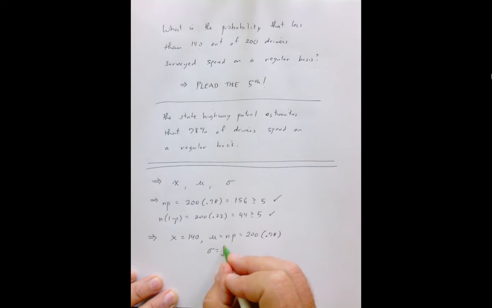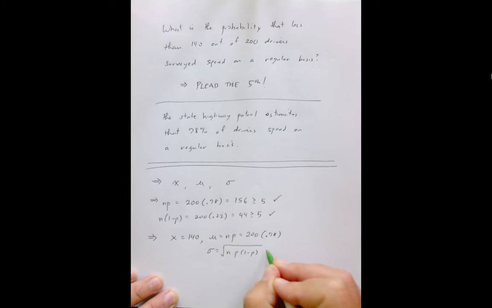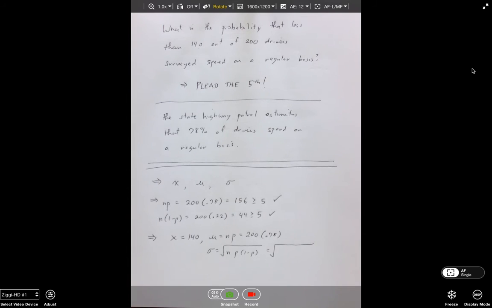And I need my sigma. So our standard deviation would be n times p times 1 minus p. And I'm not even going to work those out because we can take care of that in our calculator.